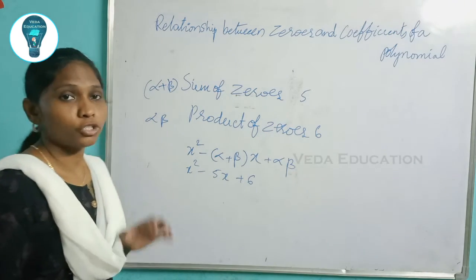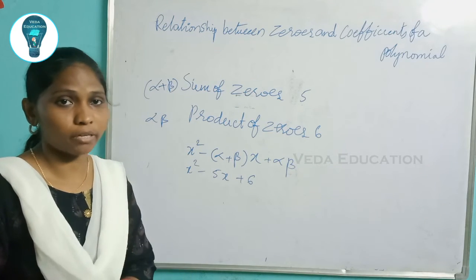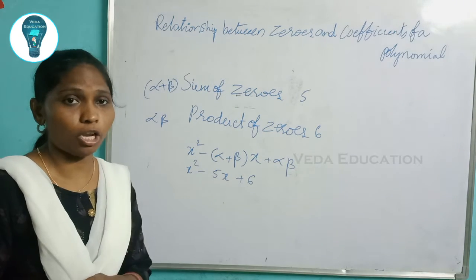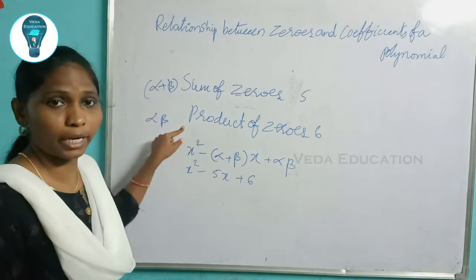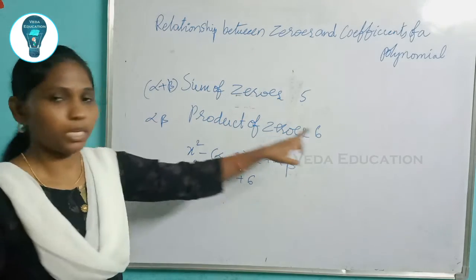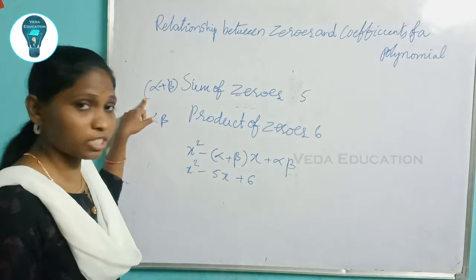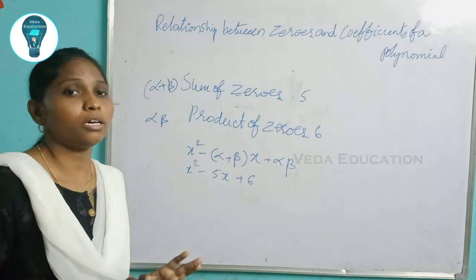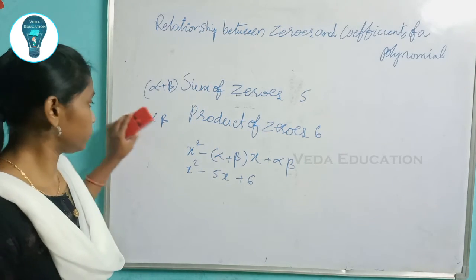Remember, in the question they will ask: find the quadratic polynomial if zeros are given, and find the quadratic polynomial if sum of zeros and product of zeros are given. If they mention sum and product, consider alpha plus beta value as 5 and alpha beta as 6. If they give zeros of the polynomial, it means alpha separate, beta separate, and later you sum it and multiply it. These are the two differences.